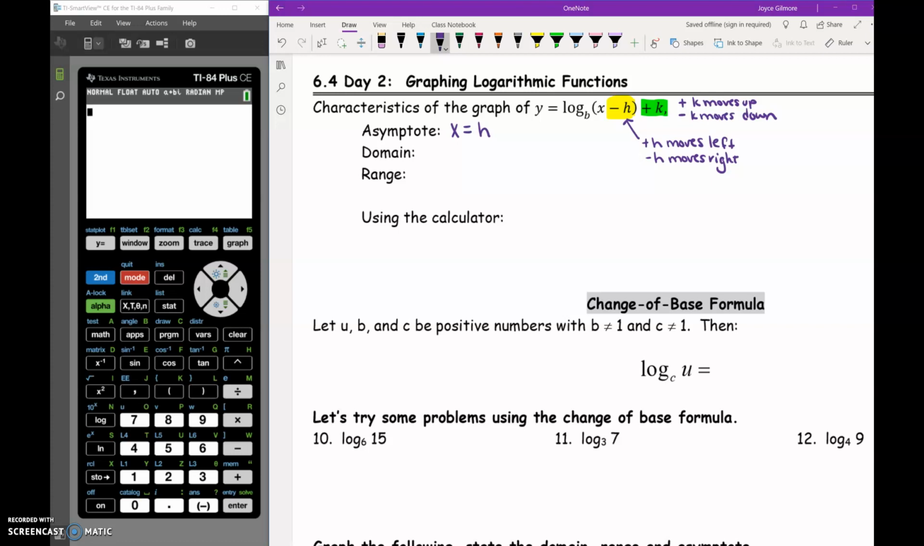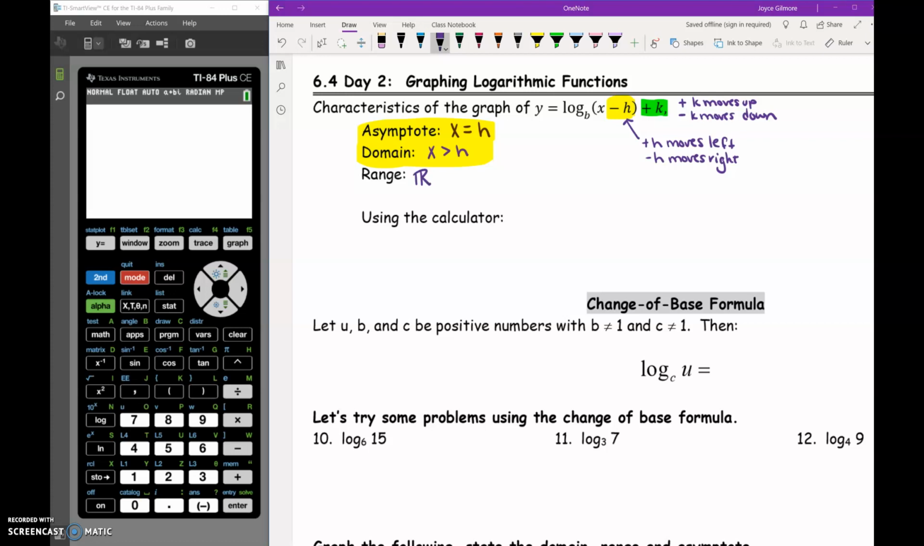A negative in front of the x inside the log, which we don't see very often, but every once in a while we do, is going to flip it so that the graph is over on the left side, and that would also flip your asymptote. Your asymptote and your domain are tied to that h value. So whatever your asymptote is, your domain is going to be x is greater than that number. And your range is all real numbers.